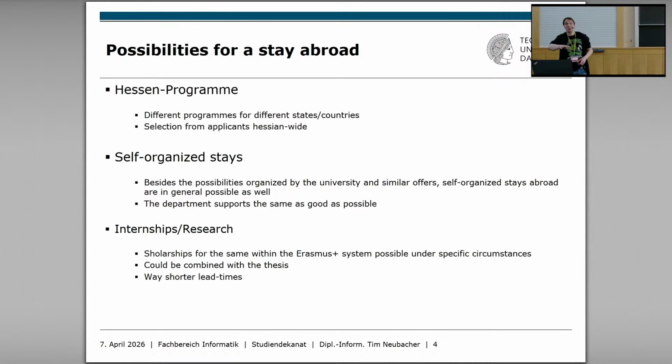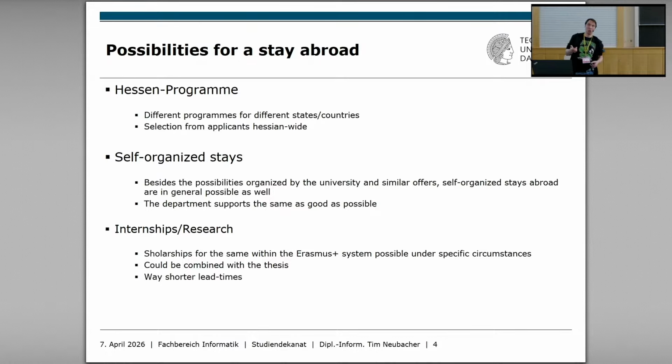Can be way shorter lead time, way more possibilities worldwide, but way more workload to prepare, of course, and gather the information on your own. If you need help for transfer of credits, course selections, whatever, if you need recommendation letters, and at the end, same as the regular exchange, just drop by, let us know, right? If you get a scholarship for the same, it might be way easier.